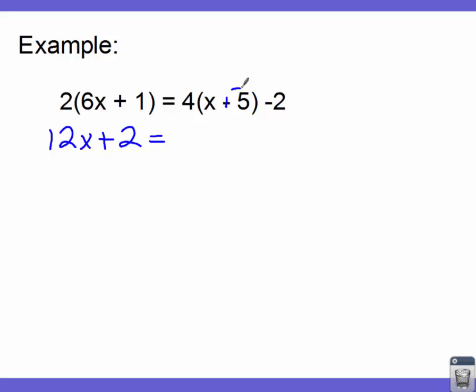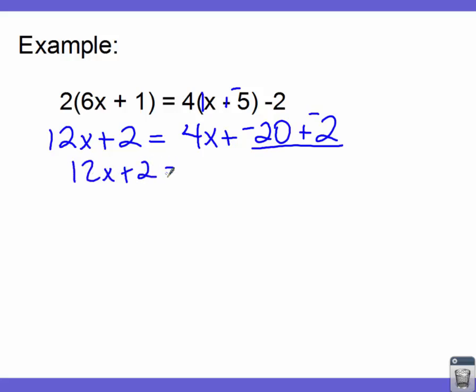So let's do that. So now 4x's gives you 4x. We need to remember that there is a 1 in front of that x. So it's really 4 times 1. Plus, and then 4 negative 5s gives me negative 20. And then I have a minus 2 that's tagging along, which is really a plus negative 2. Okay, now we combine anything that we can. So this negative 20 and the negative 2, we can put that together. So I end up with 12x plus 2 is equal to 4x plus negative 22.